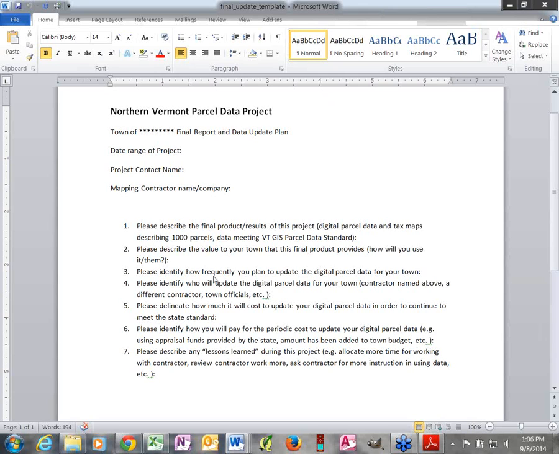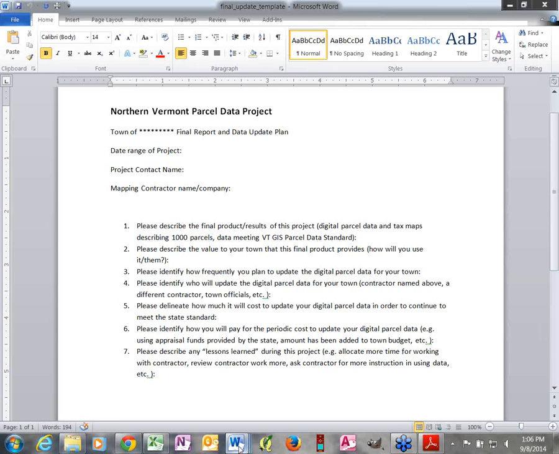And so, as we continue going over this final report and data update plan for the project, what else? Oh, maybe I have this in here twice. No, how you will pay for it, yeah. So identifying the source for the money, whether it'll be part of the regular budget, or the other possibility is that it could be using appraisal funds or a portion of the appraisal funds on a regular basis. And then lessons learned.